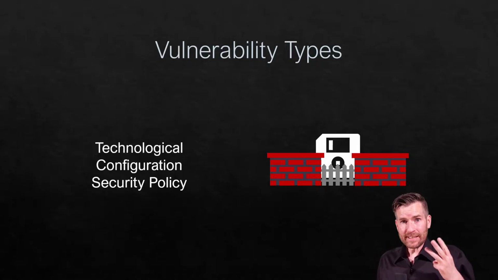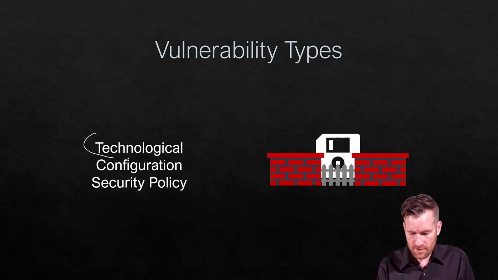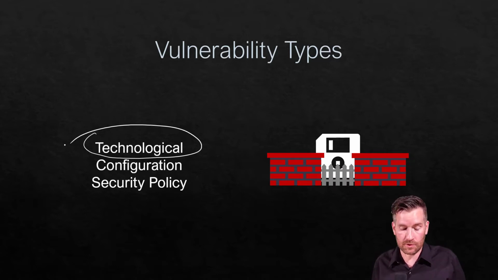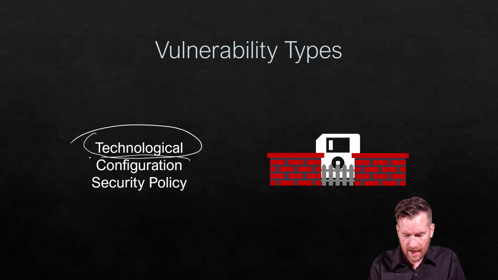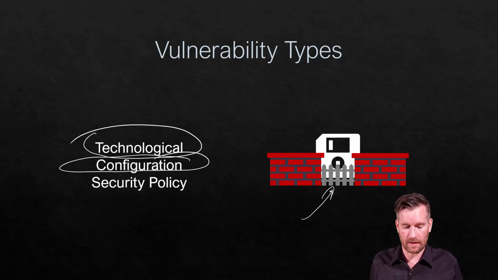There are three types of vulnerabilities. First is a technological vulnerability, an inherent problem with the technology that makes this vulnerability available to a hacker. We also have the configuration vulnerability: if things are not configured correctly, if somebody leaves the gate open, there's a configuration vulnerability with different technologies.